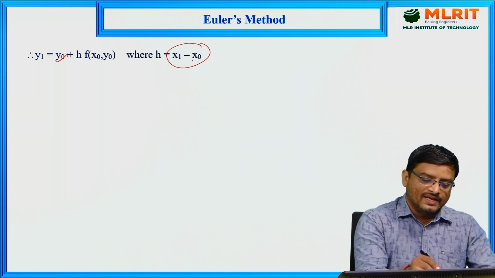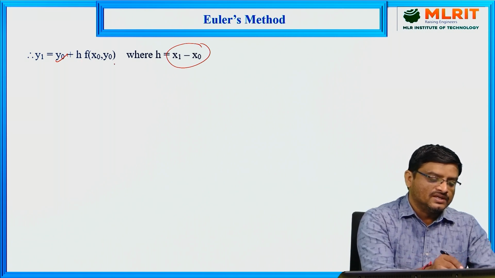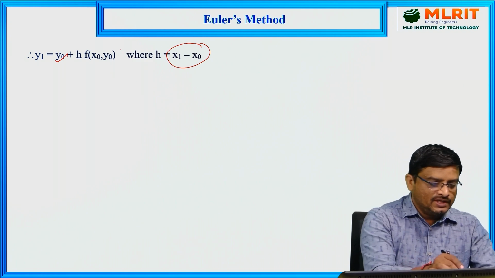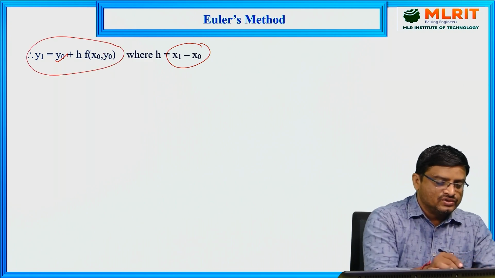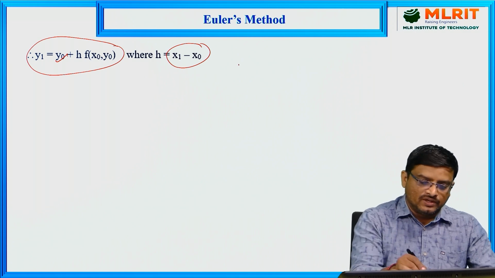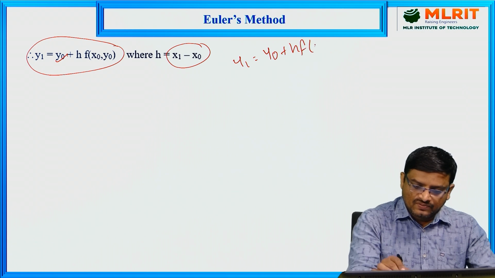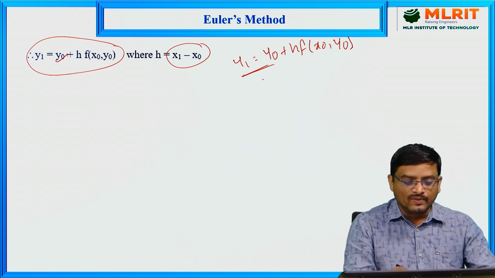So we can consider this as h value, h into f of x naught comma y naught. So this is the standard formula we will use for Euler's method in order to get the y1 value here. So y1 is equal to y naught plus h into f of x naught comma y naught. So this is the formula we will use to find out the y1 value here.